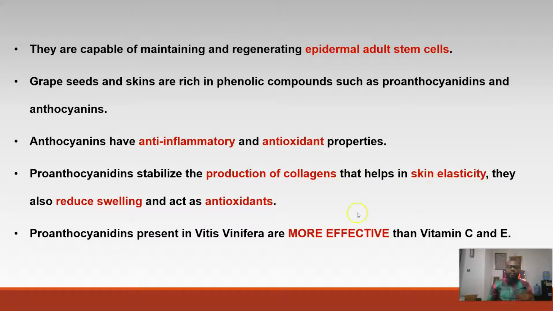They reduce the swelling, and basically it has vitamin C, vitamin E, and this is just one other wonderful plant extract we use in plant-based stem cell therapy. Always remember that, plant-based stem cell therapy.